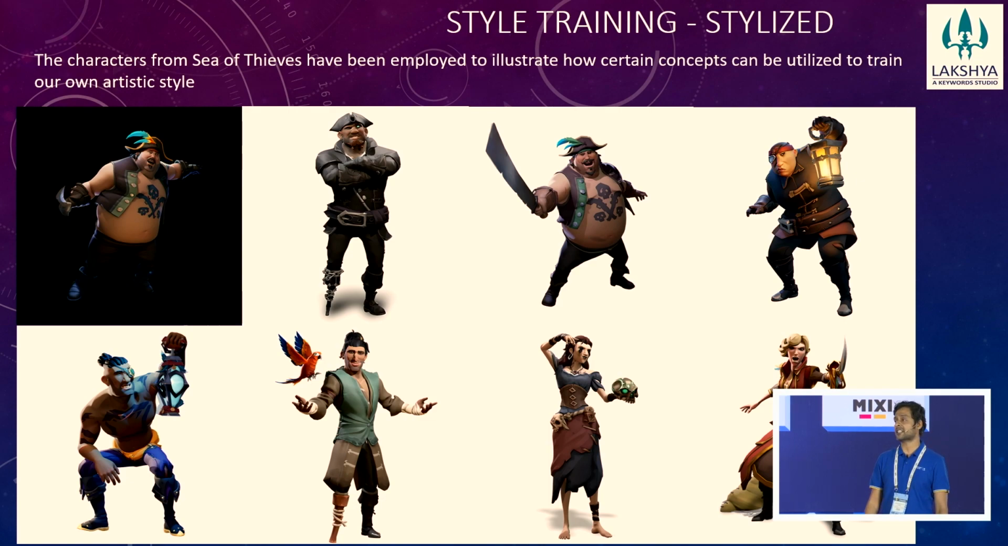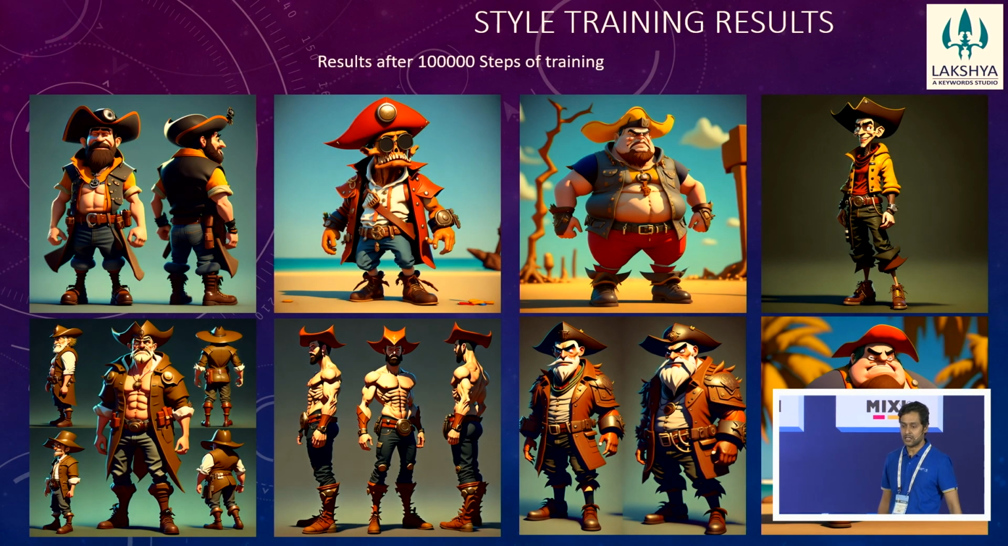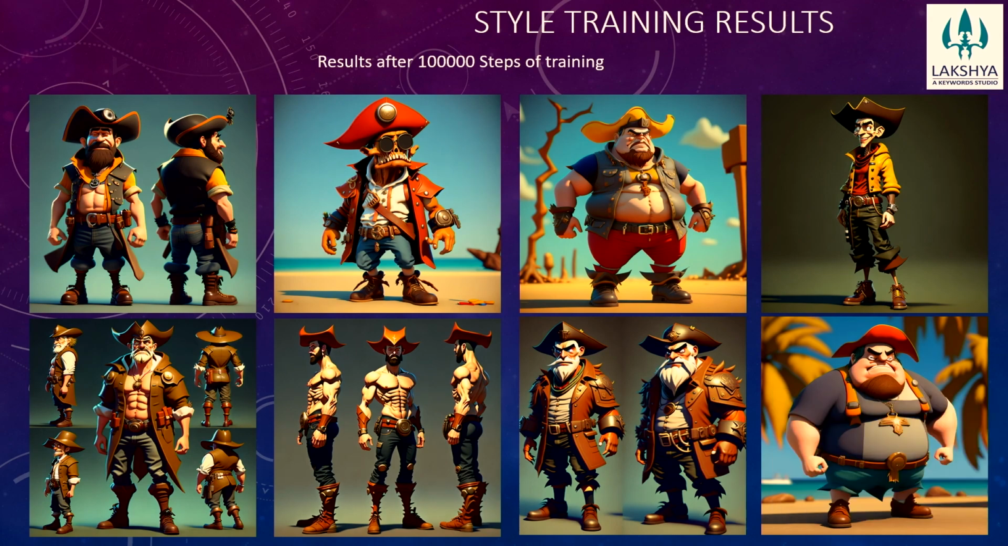So Sea of Thieves has a specific art style. It's not realistic. The characters don't have realistic human proportions, human faces, or realistic texture. It has a very painterly feel, with very stylized proportions in terms of body structure, face, texture, and colors. After 100,000 steps, we started to get this kind of result. So we gave it a name, like Pirate 121.